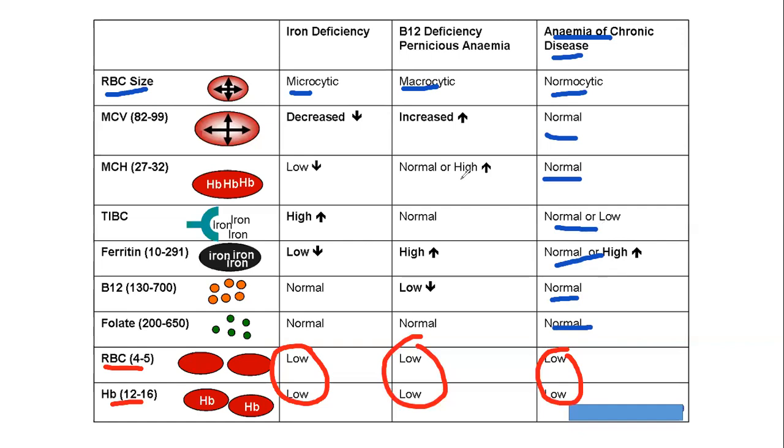But in case of iron deficiency anemia, we can see MCV decreased, MCH low, binding capacity increase, and folate is low. When folate is low, binding increases. When folate is normal, binding is normal, or it should not be low. Okay.